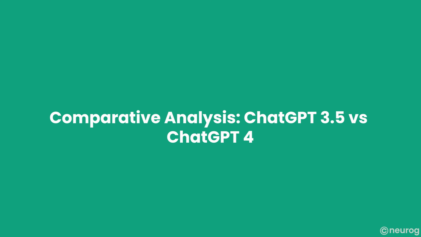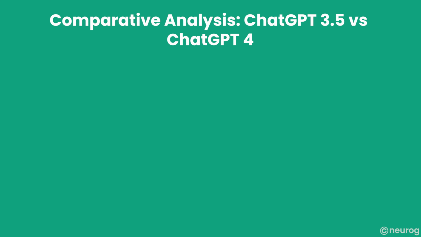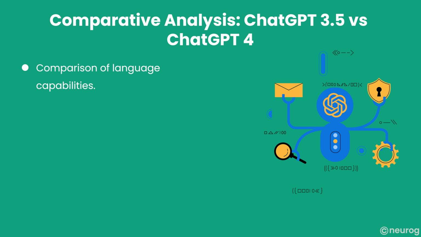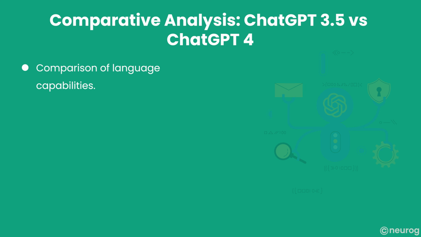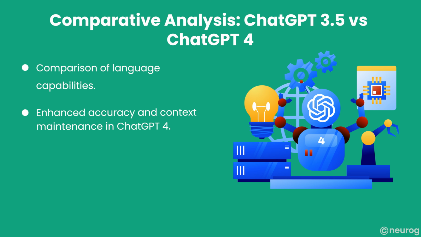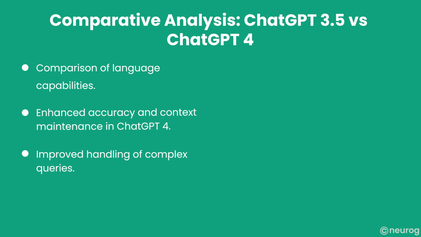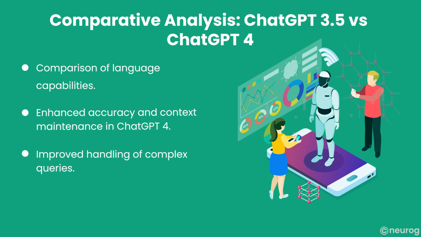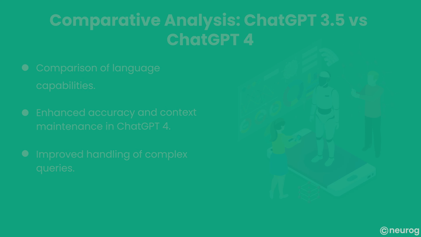When comparing ChatGPT 3.5 and ChatGPT 4, several differences become apparent. While ChatGPT 3.5 was already impressive in its language capabilities, ChatGPT 4 takes it a step further with refined algorithms and improved data processing. In terms of language understanding, response accuracy, and the ability to maintain context in longer dialogues, ChatGPT 4 shows noticeable enhancements. It also demonstrates better handling of complex queries and more creative and accurate content generation.